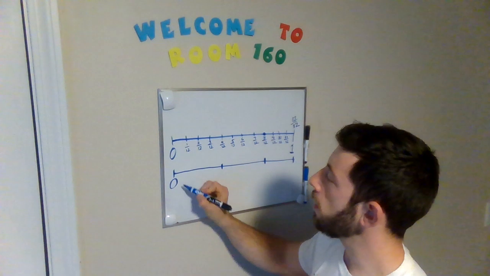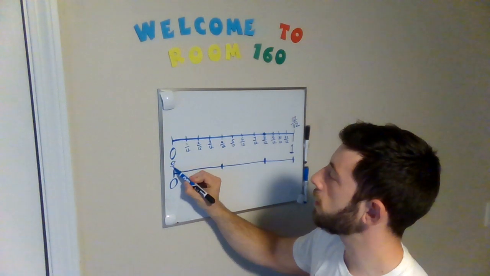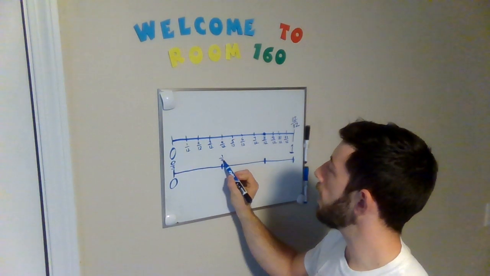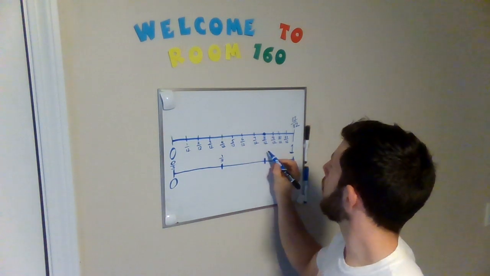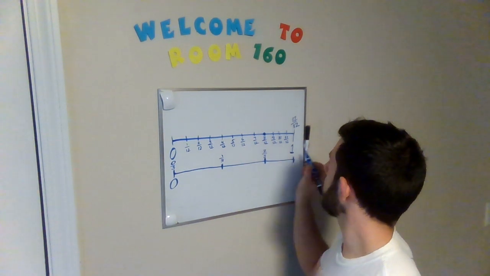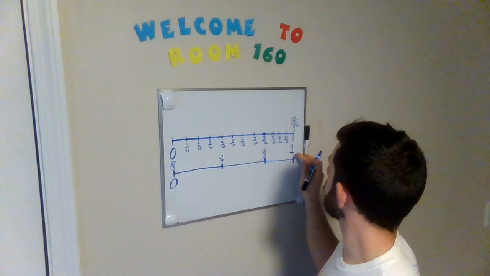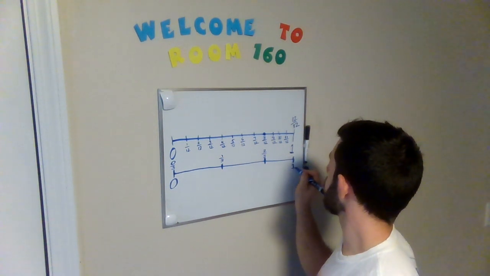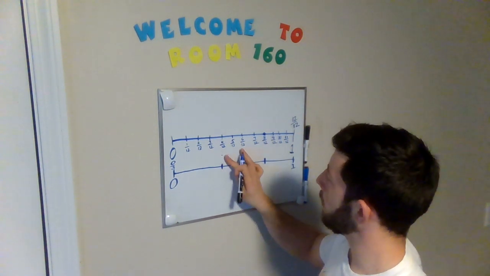Okay, this is 0. Would be 0/3. This would be 1/3, right? 1/3 right over here. This would be 2/3. And this right here would be 3/3. 1 whole. Let me write it underneath just so it's in the same spot.